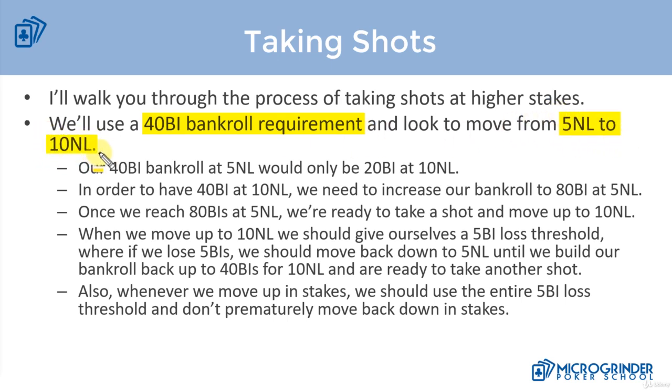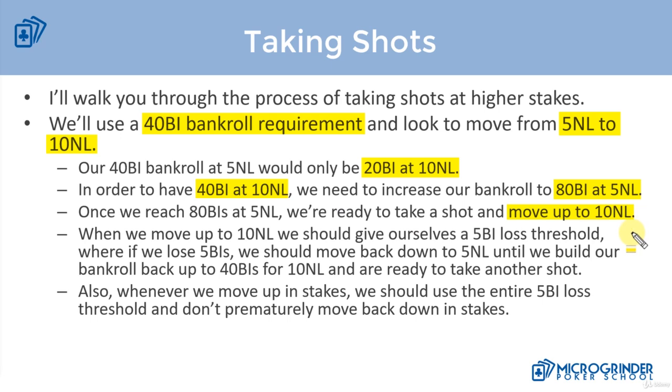So at the beginning, we're going to start with 40 buy-ins at 5-L. And if we take a look at this from the perspective of 10-L, then we're only going to have 20 buy-ins. So to move up to 10-L, we need to have 40 buy-ins. So essentially, we need to double our bankroll. Once we've doubled our bankroll, we've increased it to 80 buy-ins at 5-L. Now we effectively have 40 buy-ins at 10-L, and so now we're ready to take a shot and move up to 10-L.